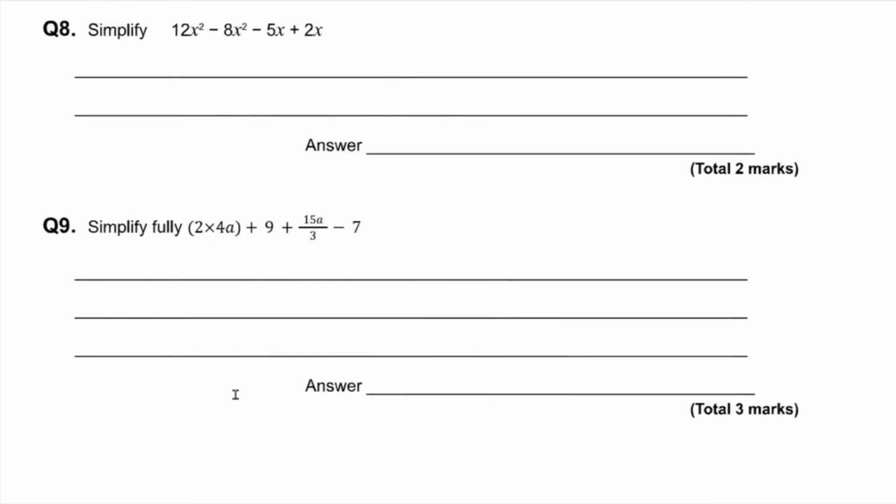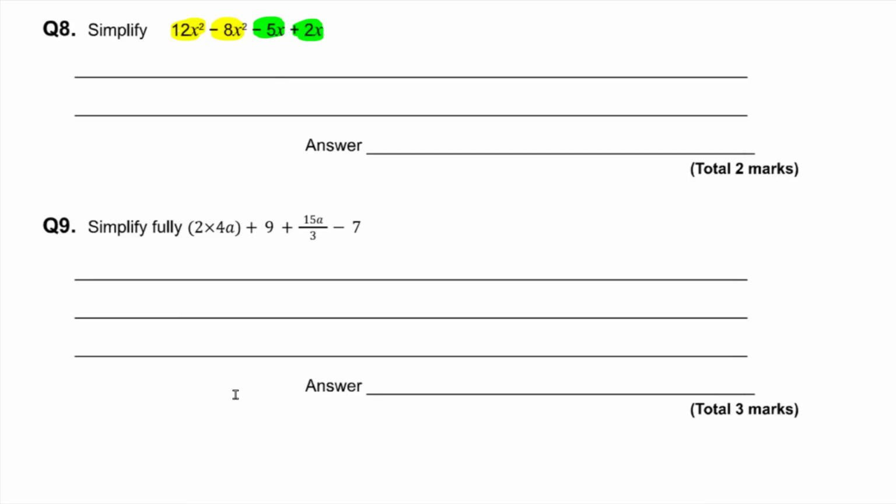Question 8, simplify 12x squared minus 8x squared minus 5x plus 2x. Now, all the terms have got x in, but some are squared and some are just normal x's. So if they've got a square in it, they're a different type of term from the singular x's. Okay, so I've got two types of term here. I've got terms in x squared and I've got terms in x.